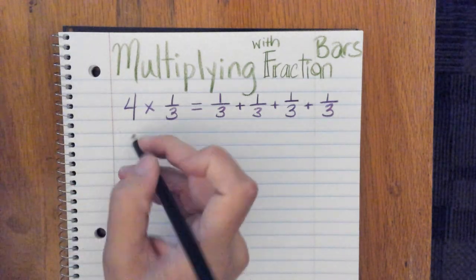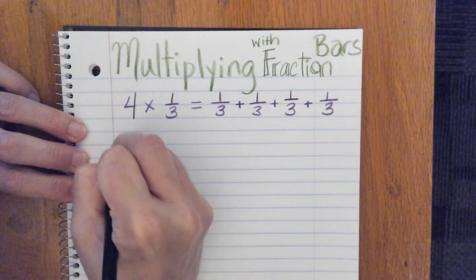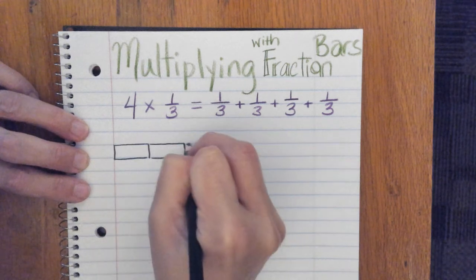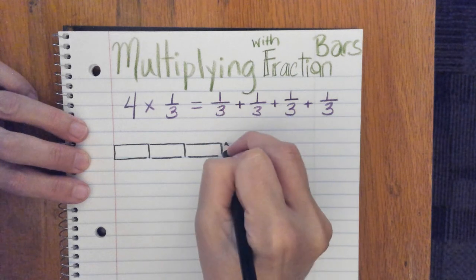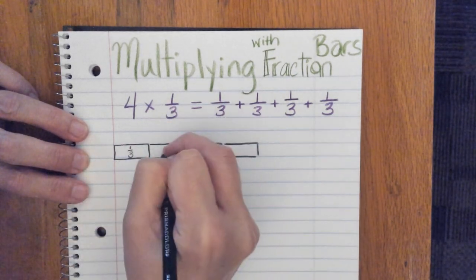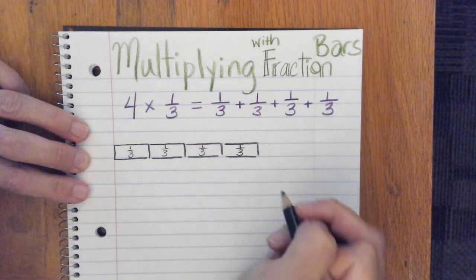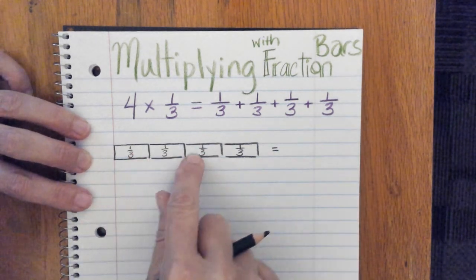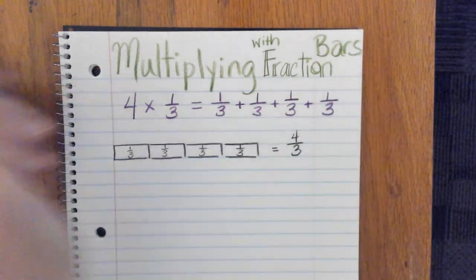I'm going to skip 2 lines here, and I'm going to draw some of these 1/3 bars as though I had fraction bars. I'm going to try to make them about the same size. How many of these do I have? 1, 2, 3, 4. The 1/3 bars are usually black, so that's why I chose to draw these like this. So what do I have here? I have 1/3 plus 1/3 plus 1/3 plus 1/3. So what I have is 4/3.